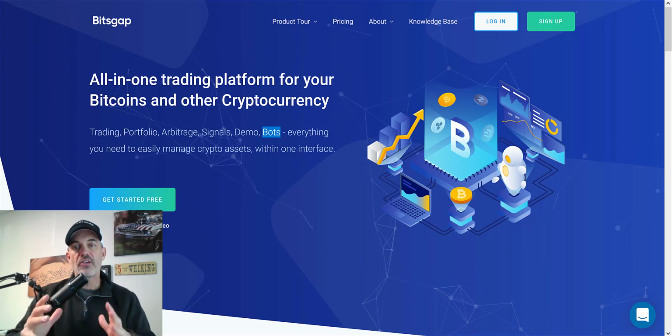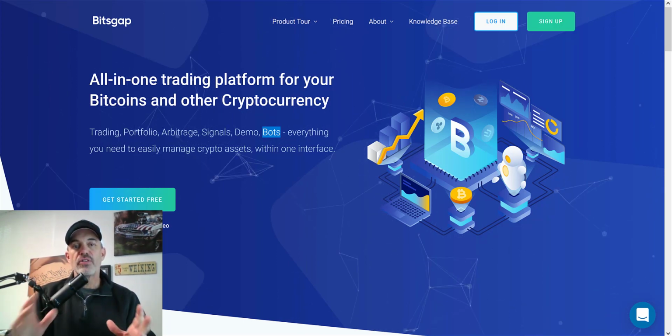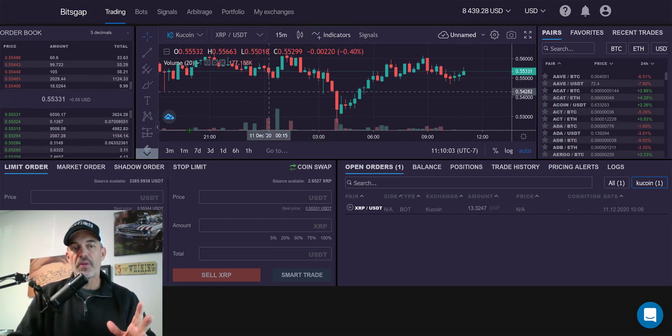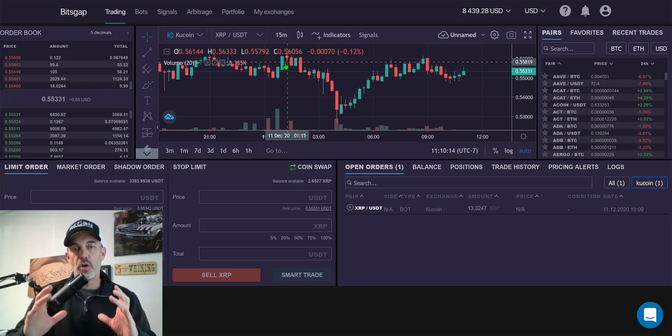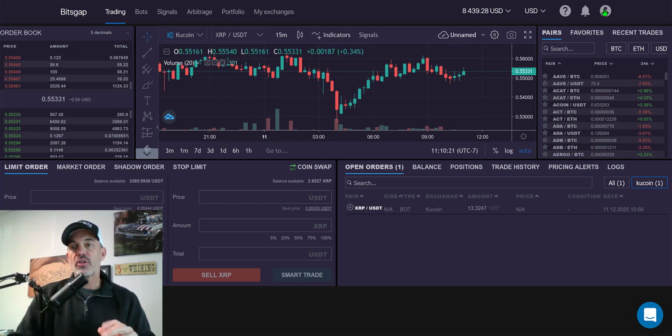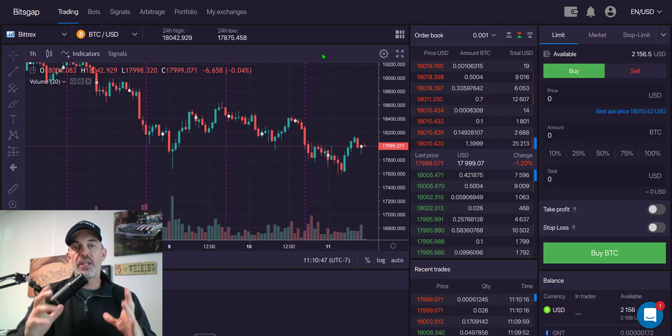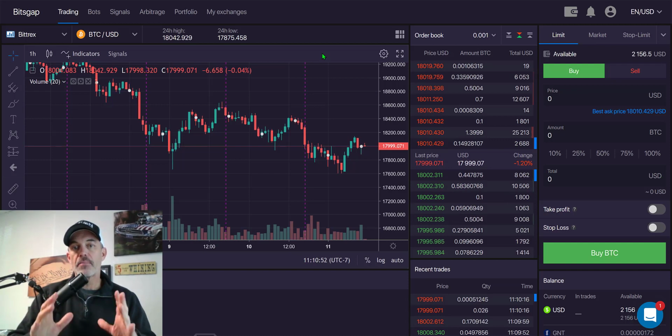Now let's get to actually executing a live trade. Once you have joined Bitsgap, you may end up with a graphic user interface that looks something like this. This is actually the old graphic user interface. They have upgraded it. And in order to get to that upgrade, you would just click on your user icon and click on Try New Version. Once you click on Try New Version, you will see the new, much improved version of their trading platform.